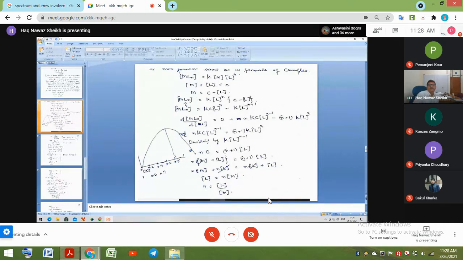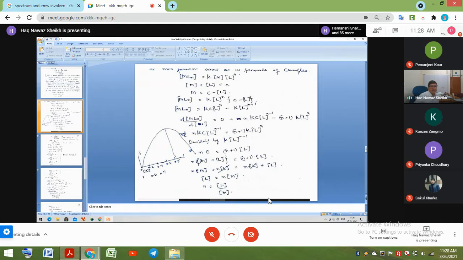Now for MLn, the concentration of the complex is equal to K into M into L raised to power n, and within the bracket, in place of M we can write C minus L. So you open it, it becomes KC L^n minus K into L^n, and here is one more L, so it is L^(n+1). So you open this bracket, it becomes these two terms.